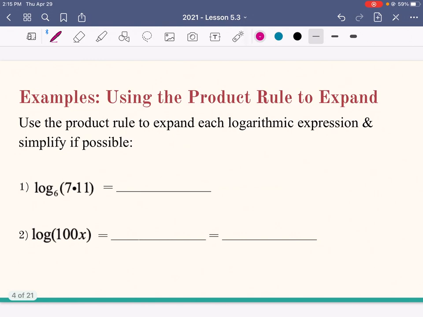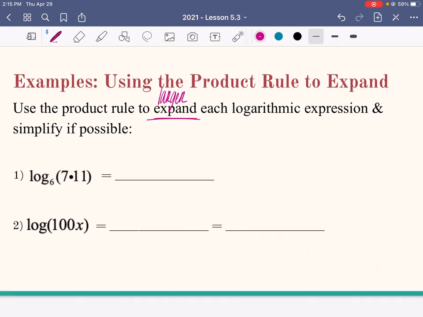Okay, the first examples are to expand each logarithmic expression and simplify if possible. Again, remember, expand means to make it larger. So we want to make it as large as possible and as expanded as possible. So anything that we can separate, we're going to separate.